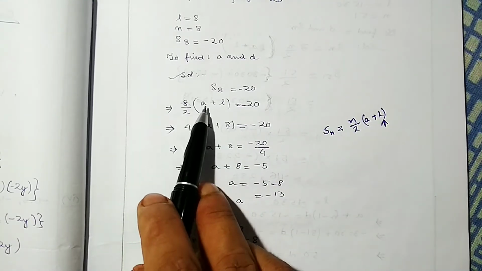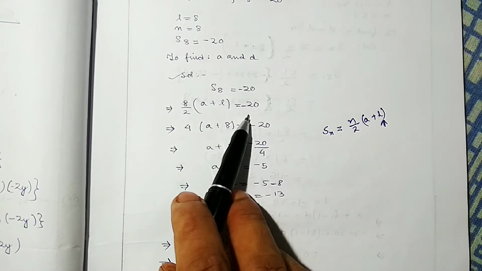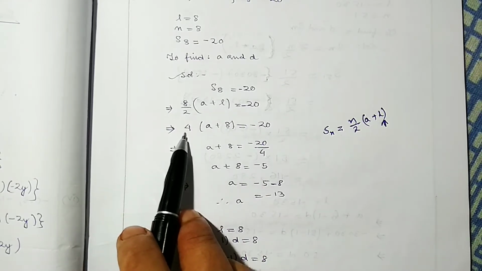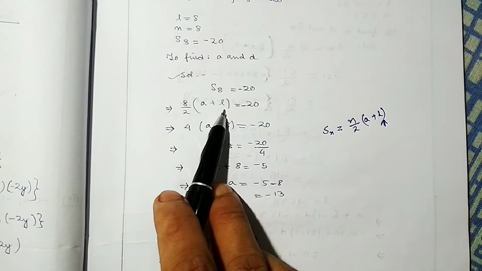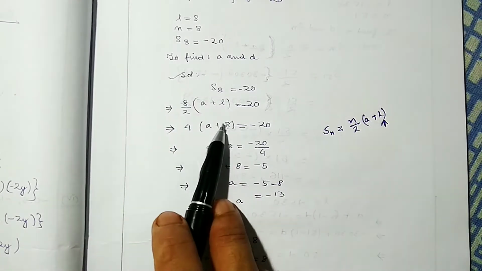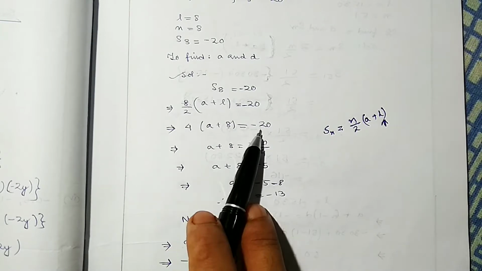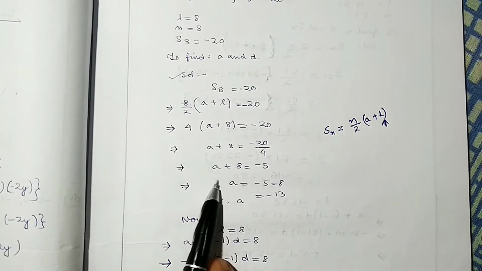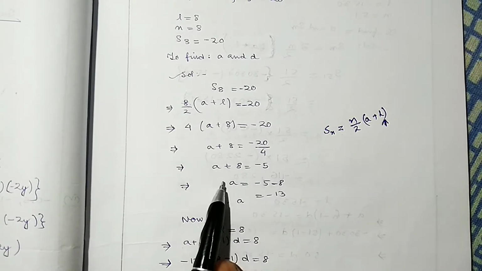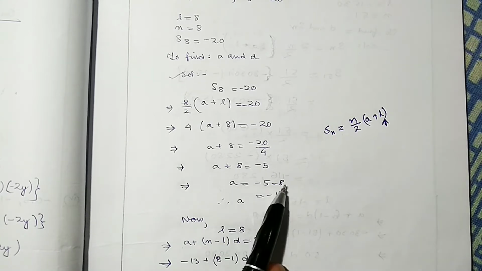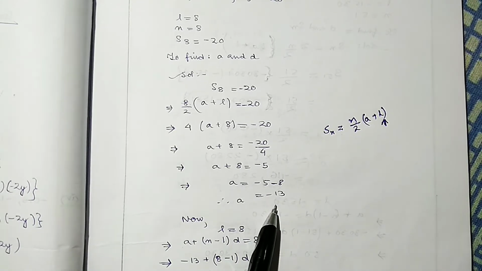S8 is minus 20. N by 2, A plus L equals minus 20. 8 by 2 is 4. A plus L. L is how much? L is 8. So we have written 8 equals minus 20. So A plus 8 equals minus 20 divided by 4. A plus 8 will be minus 5. So A equals minus 5 minus 8. So A equals minus 13.